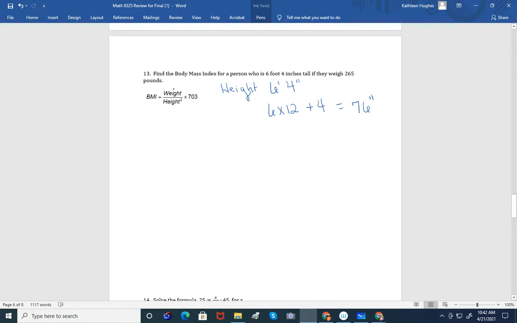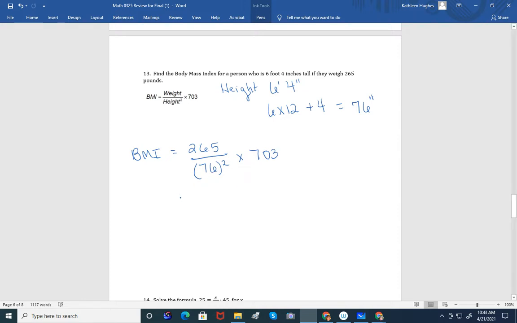The weight is already in pounds. He's pretty heavy at 265. So we're going to have 265 divided by 76 squared, and then times 703. 265 divided by 76 squared times 703.